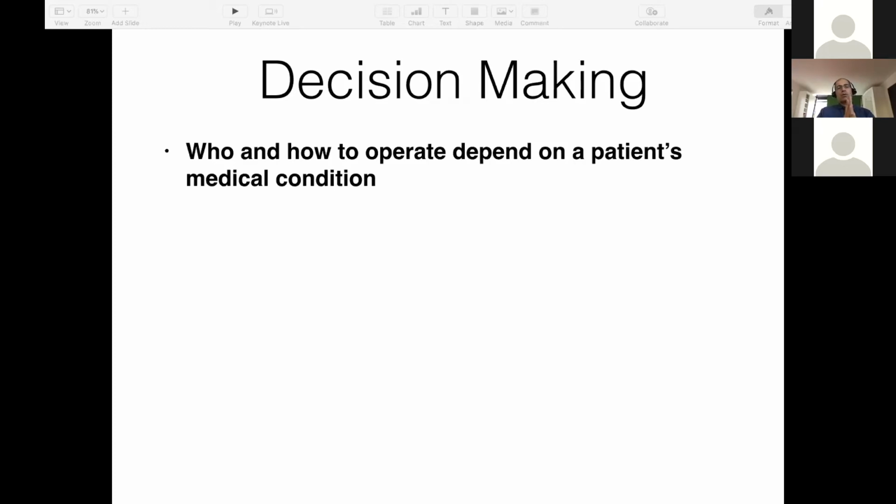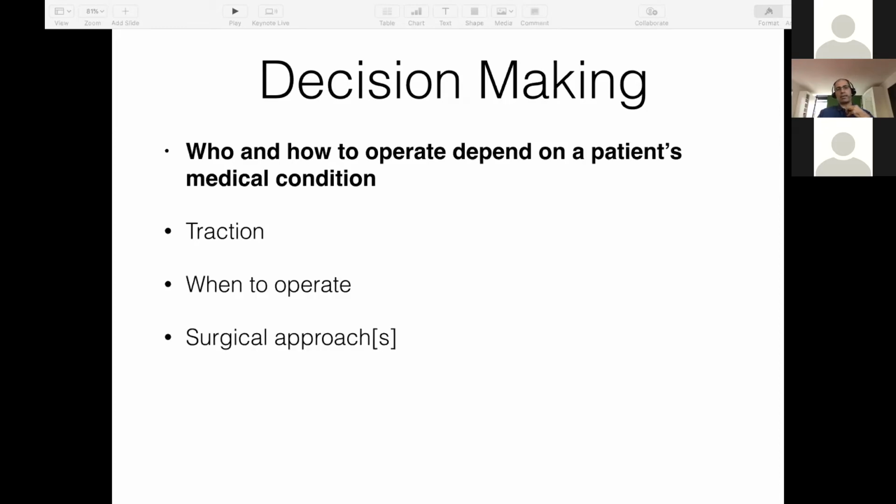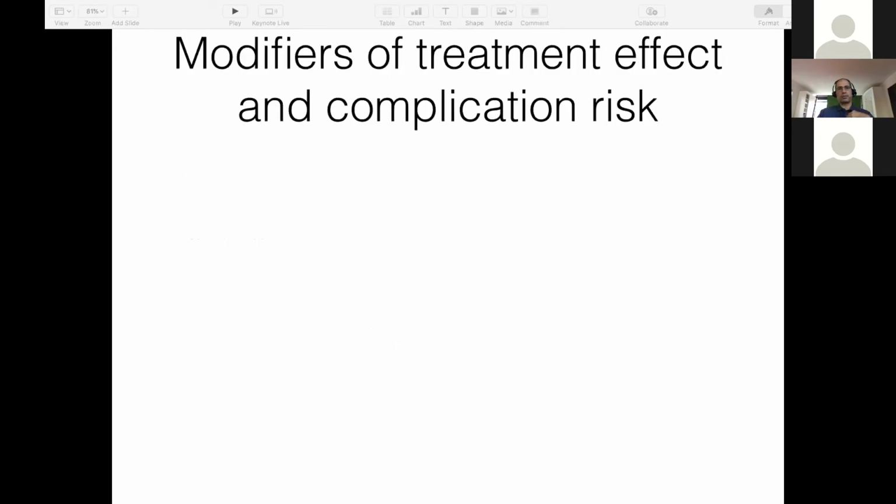So we need to take this information about what we've gotten in the workup of the patient, an understanding of anatomy, and clinically relevant imaging, and help decide who needs surgery and who doesn't need surgery. Okay. We'll use this information to determine who needs traction. How about when to operate, what kind of surgical approaches we need, and how the reduction and fixation is going to work, as well as post-op treatment.